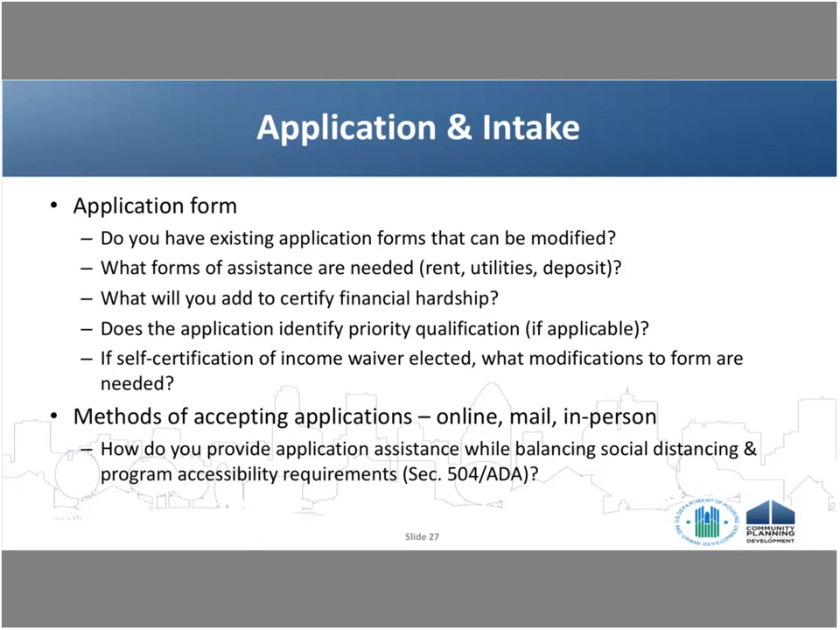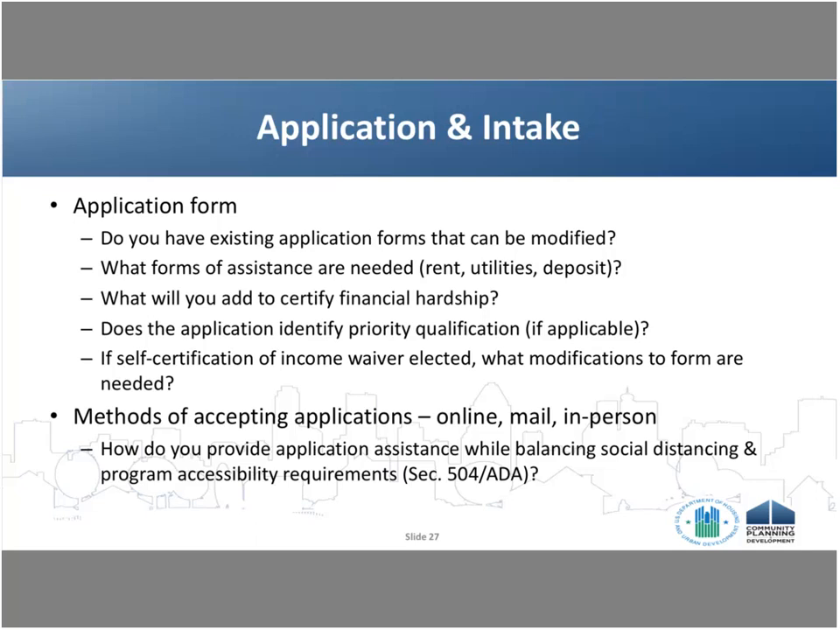And then if you choose to use the waiver of income source documentation and allow a tenant self-certification, what modifications do you need to make to your form to accommodate that? And do you want the application form to also be your tenant self-certification form that ultimately is used to justify it? Now, HUD's working on a sample, and hopefully we'll be able to make that available to you of what might be used as a self-certification form. But these are all changes that you'll need to make to standard applications that you do.